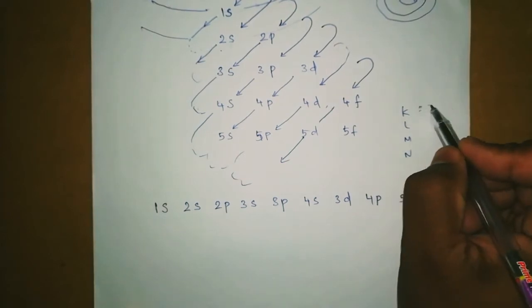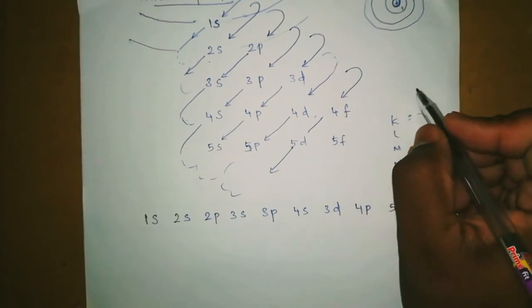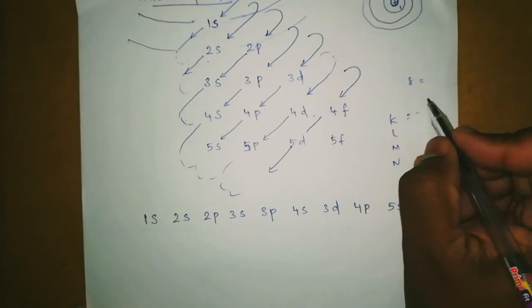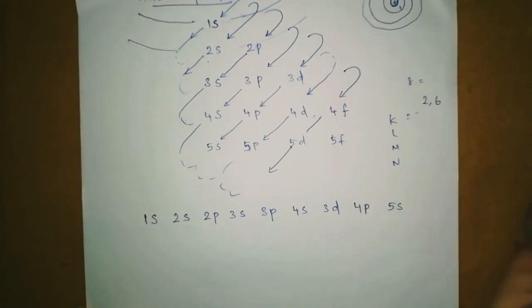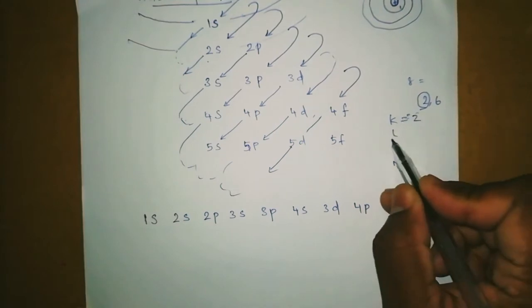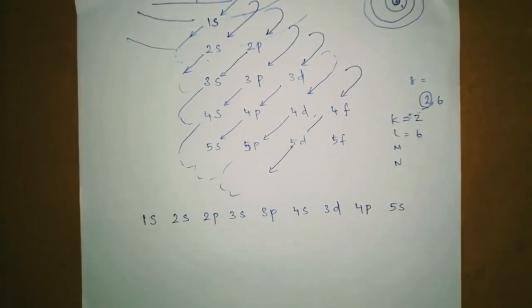पहले K shell में, for example if I am going to draw a structure of oxygen, oxygen को क्या लिखेंगे, atomic number 8. So electronic configuration क्या लिखेंगे, 2, 6. इसका मतलब क्या है, फर्स्ट शेल में 2 दे दो, K में 2 दे दो, और बाकी कितने इलेक्ट्रॉन हैं वो लास्ट शेल में दे दो. L शेल में 6 आ जाएगा.